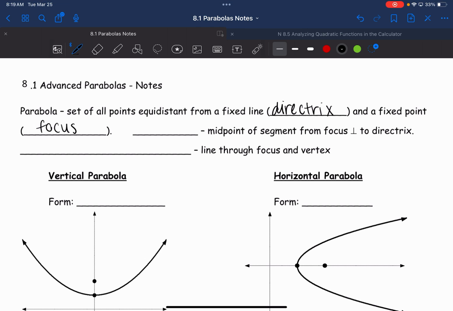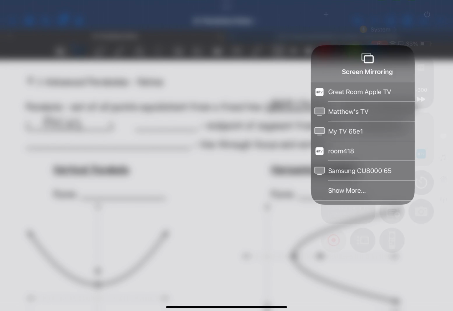All right, so, it did not show up, did it, when I wrote focus? Let me see if I stop sharing this, if it fixes it.